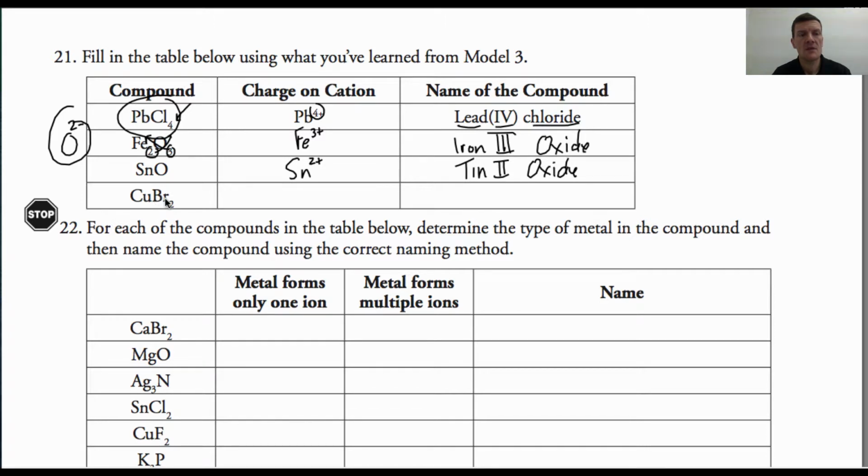Copper, and the Br here, bromine is always a -1, and it requires 2 of them here, so this copper must be a +2. So this is copper 2 oxide.